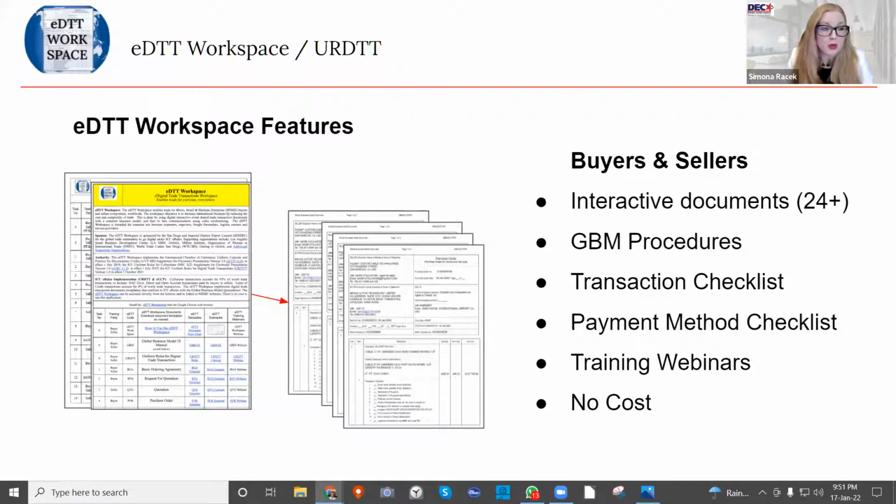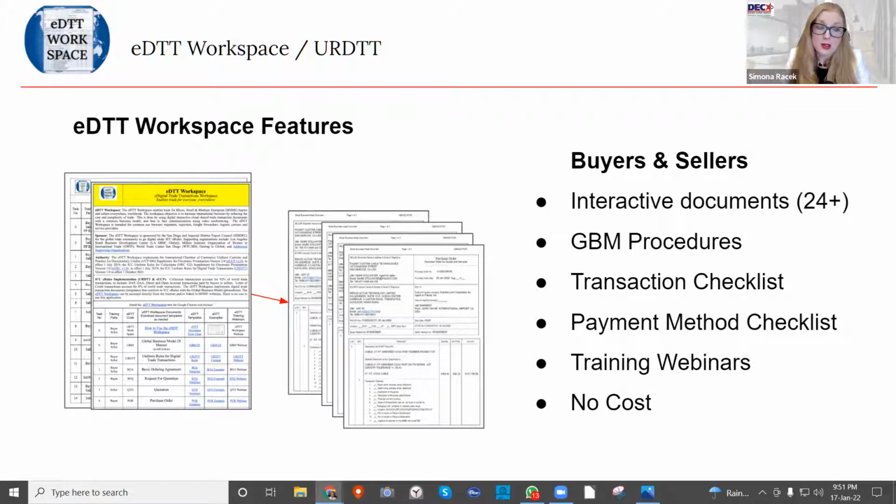The workspace features 24+ digital trade transaction document templates, and they're interactive between the buyer and the seller. Each digital document is interactive. They can be shared between the buyer and the seller on the video call and can be edited by the participants, locked or restricted to view only by the owner of each document. The digital documents conform to both the URDTT and the EUCP guidelines, and their use is explained in the Global Business Model Manual that is part of the Workspace.